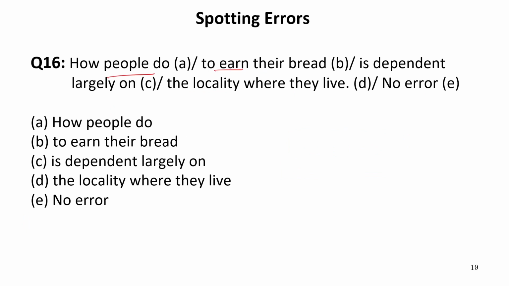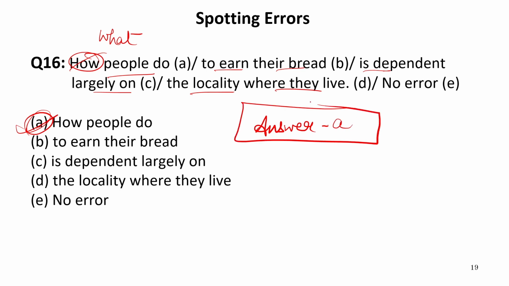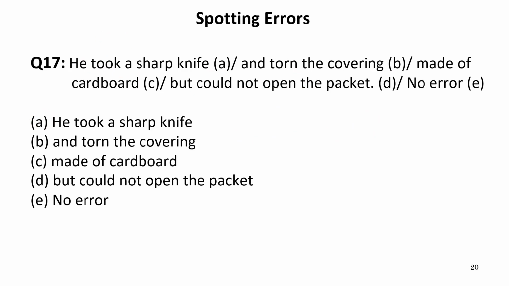How people do to earn their bread is dependent largely on the locality where they live. This is very simple. How should be replaced with what people do. Now, A part contains the error, so our answer is A. The use of how is incorrect. It should be replaced with what people do to earn their bread. Now, let us move to the next one.